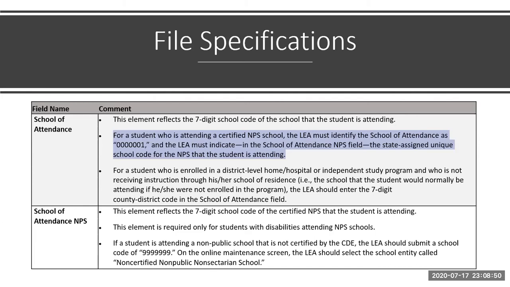That doesn't come into play in this error, but we just wanted to give you background information. Those two field elements are how we distinguish an NPS school from any other school, but in particular for the CERT 144, the school of attendance code 0000001, 6 zeros followed by 1, will trigger the error if there's not a corresponding IEP record.